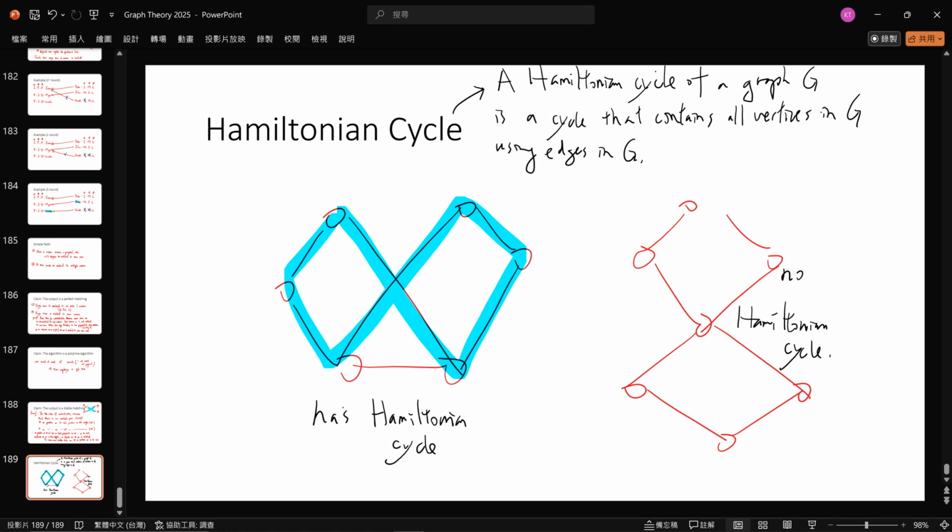It turns out that finding or deciding whether there's a Hamiltonian cycle or not is extremely difficult. Actually, it is NP-hard to determine whether a graph has a Hamiltonian cycle or not.